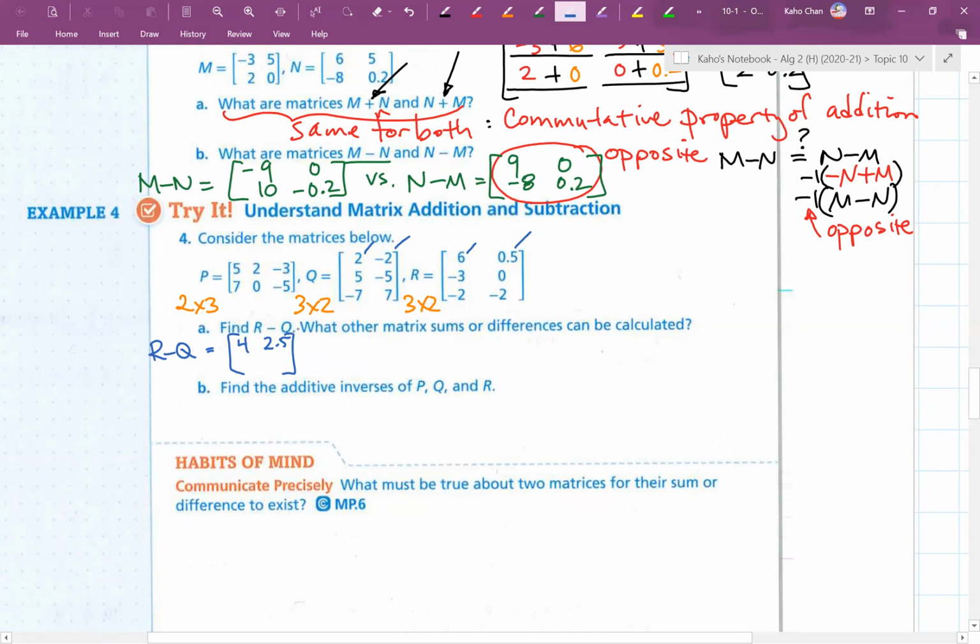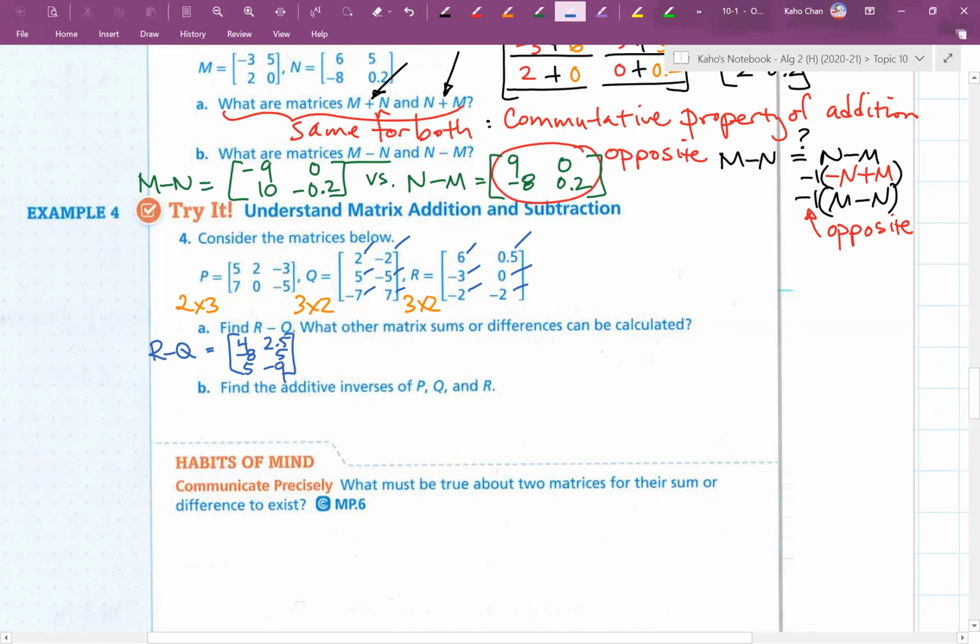Great. Second row, here we go. -3 minus 5. 0 minus -5 is 0 plus 5. And then the last row, here we go. -2 minus -7 is plus 7 is 5. And then finally we have -2 minus 7 is -9.